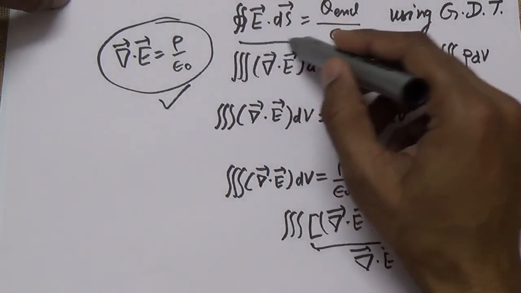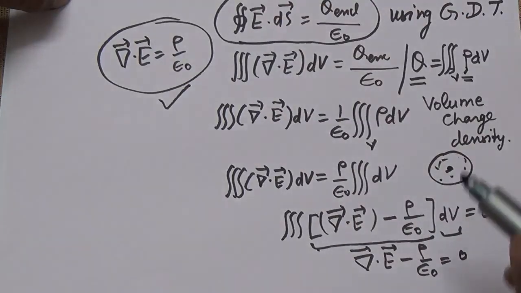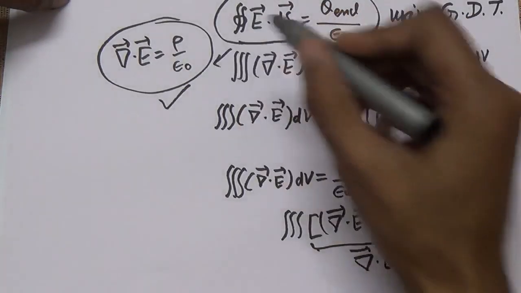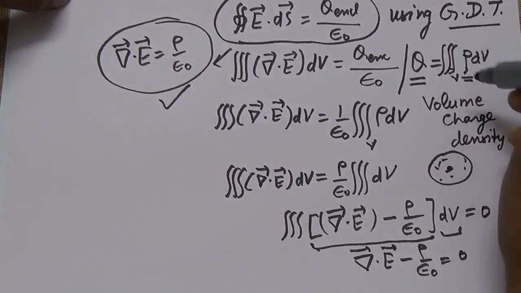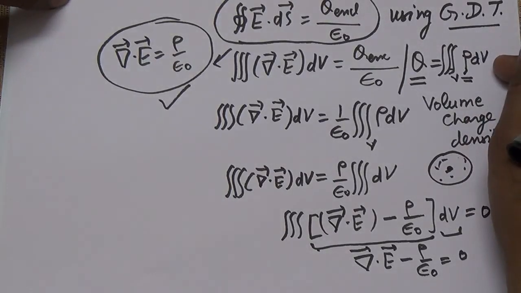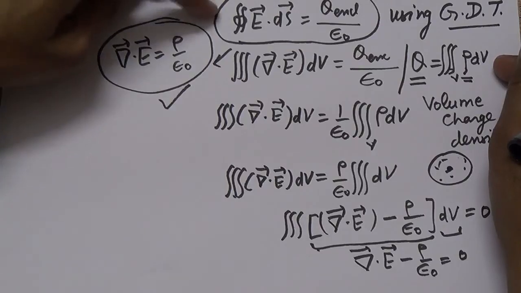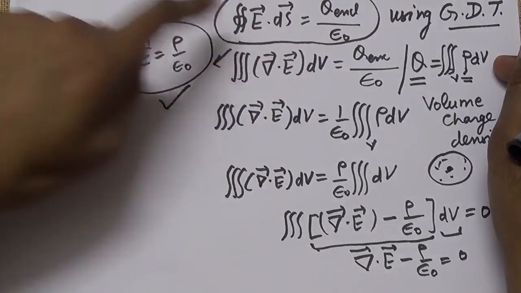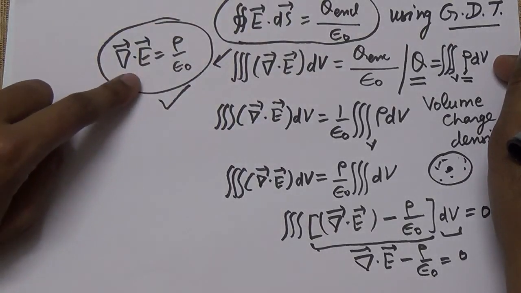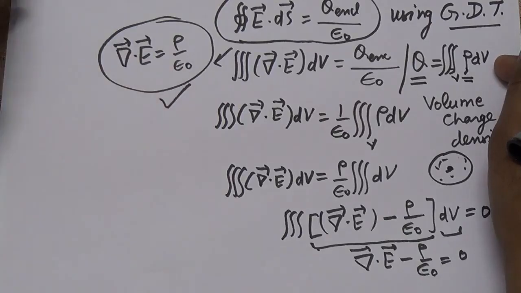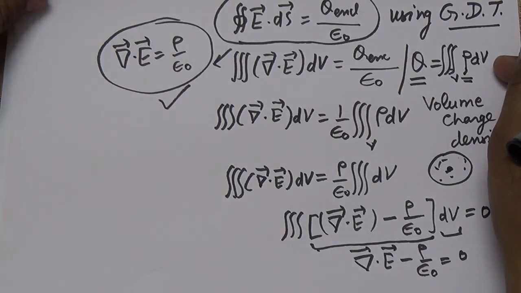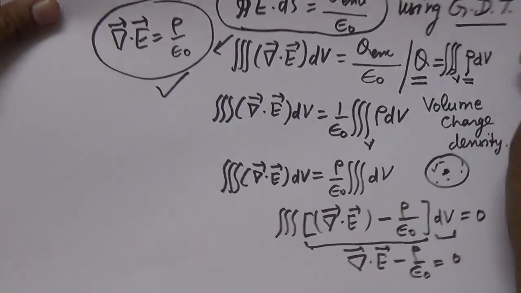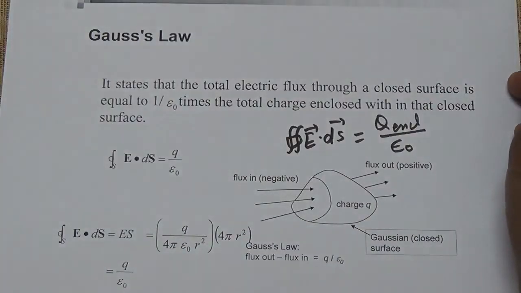We can convert this integral equation into the differential form with the help of the Gauss divergence theorem statement. This is the use of it for the mathematical development. The closed surface integral E dot ds is equal to Q enclosed upon epsilon naught. In terms of the differential form, it is del dot E is equal to rho upon epsilon naught, where rho is the volume charge density. So this was the conversion of Gauss law into the differential form.